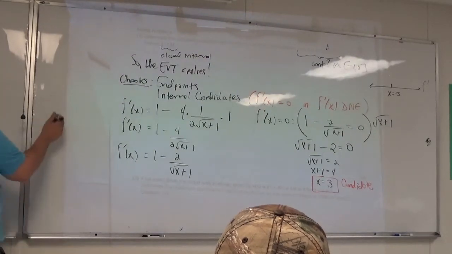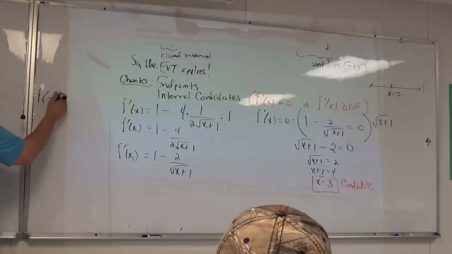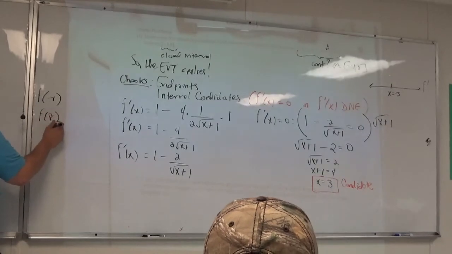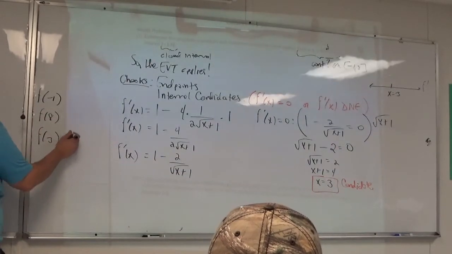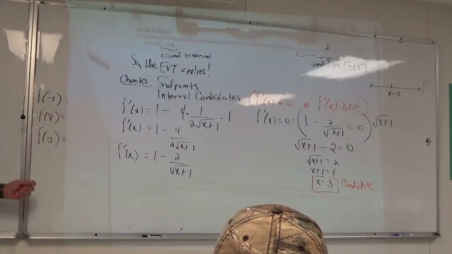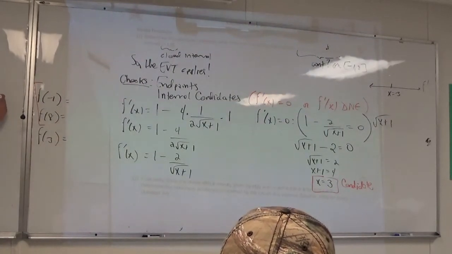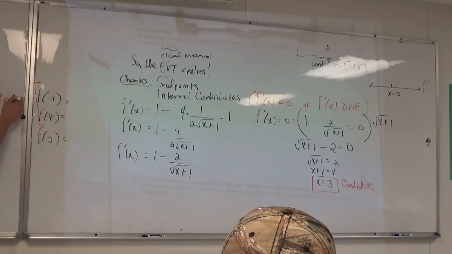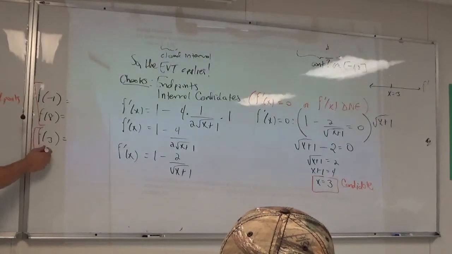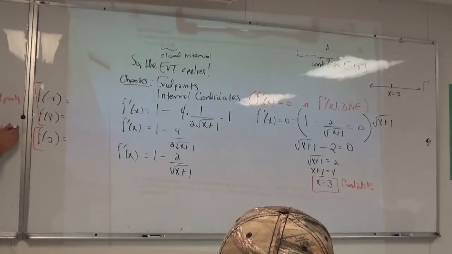So in the check stage, here's what you do. You're going to check the value of the function at the endpoints, and you're going to check the value of the function at the candidate or candidates. These guys here are your endpoints. This guy over here is your candidate.